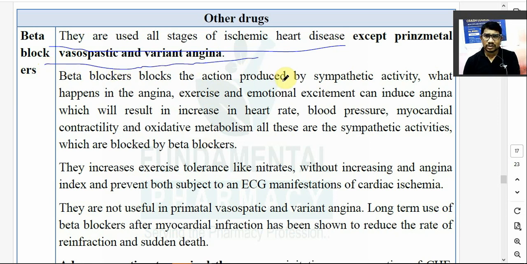They are all used in all stages of ischemic heart disease except prinzmetal, or vasospastic, or variant angina. Now, beta blockers block the beta receptor and they decrease the sympathetic drive. So they block the action produced by sympathetic activity.